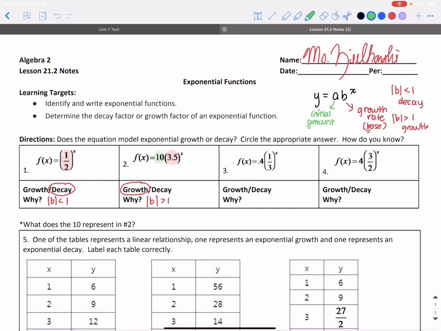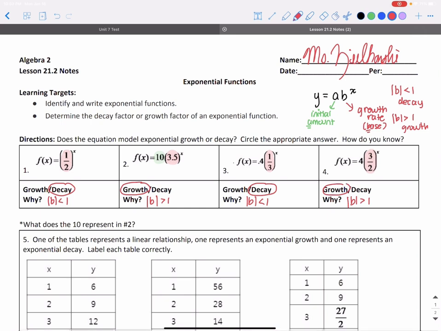For 3, I have f of x is equal to 0.4 times 1/3 to the x power. My growth rate here is 1/3. Because a is positive and the absolute value of b is less than 1, it's decay. For number 4, I have f of x is equal to 4 times 3/2 to the x power. This may trick you because it's a fraction, but it's a fraction that's greater than 1. So because the absolute value of b is greater than 1, this is growth.